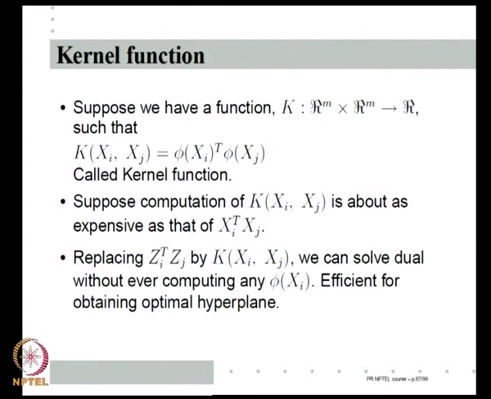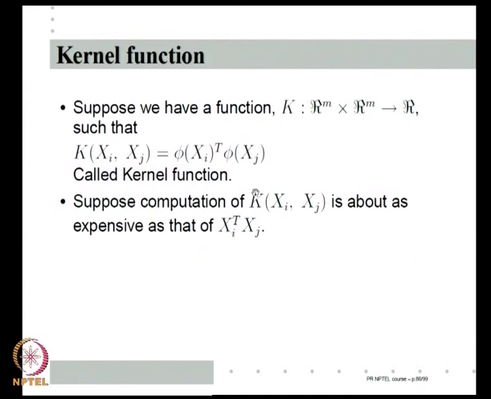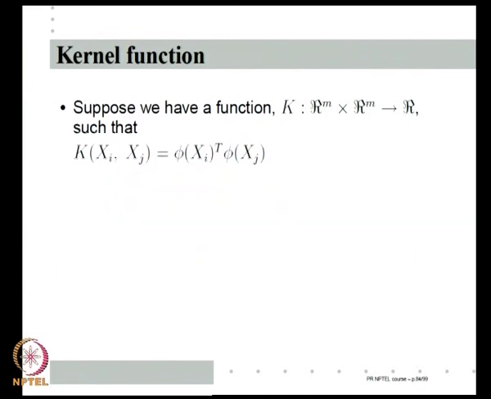So, replacing Zi transpose Zj, or phi(xi) transpose phi(xj), by k(xi, xj), we can solve the dual without ever computing any phi(xi), for obtaining the optimal hyperplane. So, one problem is solved now. I can efficiently solve the dual. That is the whole idea why we went to the dual.